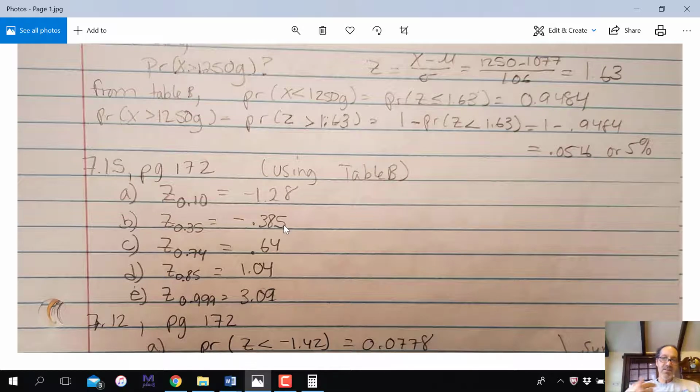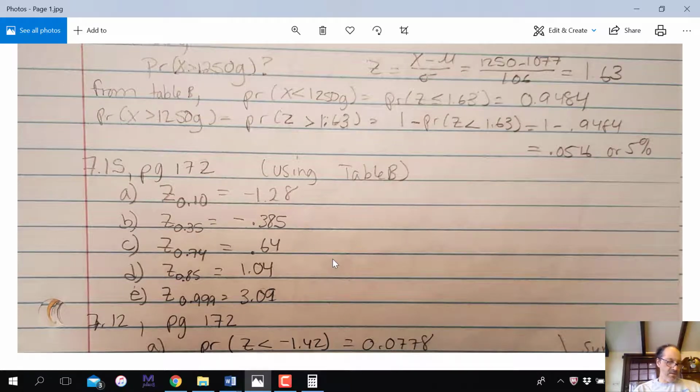Okay, so you find the percentage, or the percentile, within the table, and then trace out to the rows and the column to find the z-value. Let's go to z of 0.74. So now this is 0.74, which is above 0.5, so you know it's going to be a positive value.